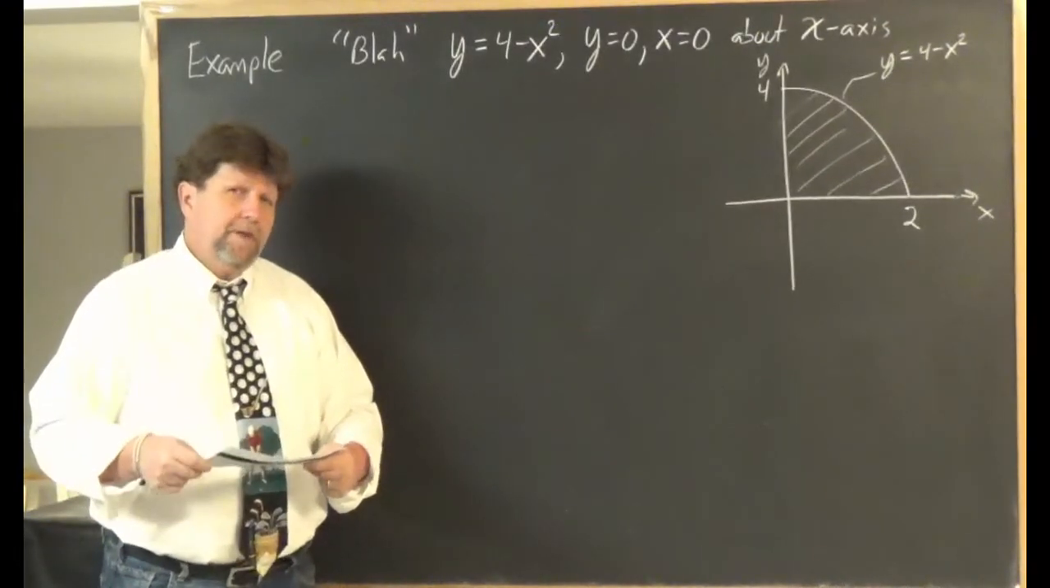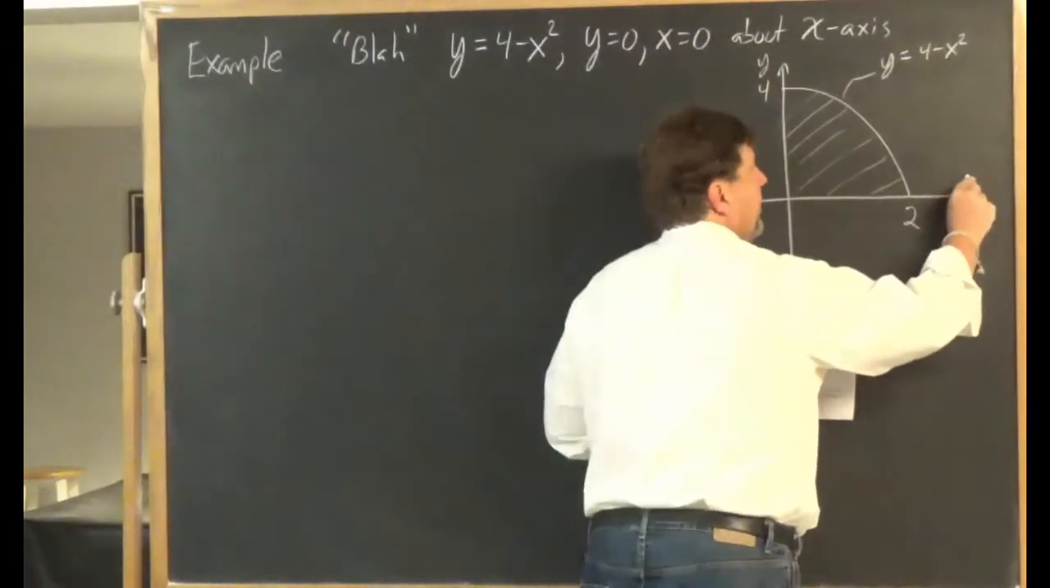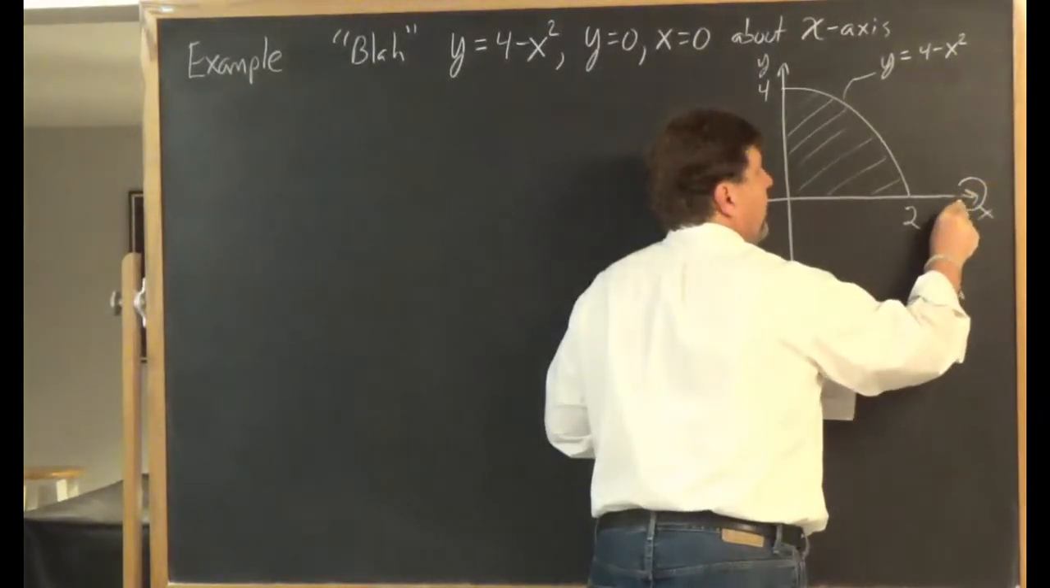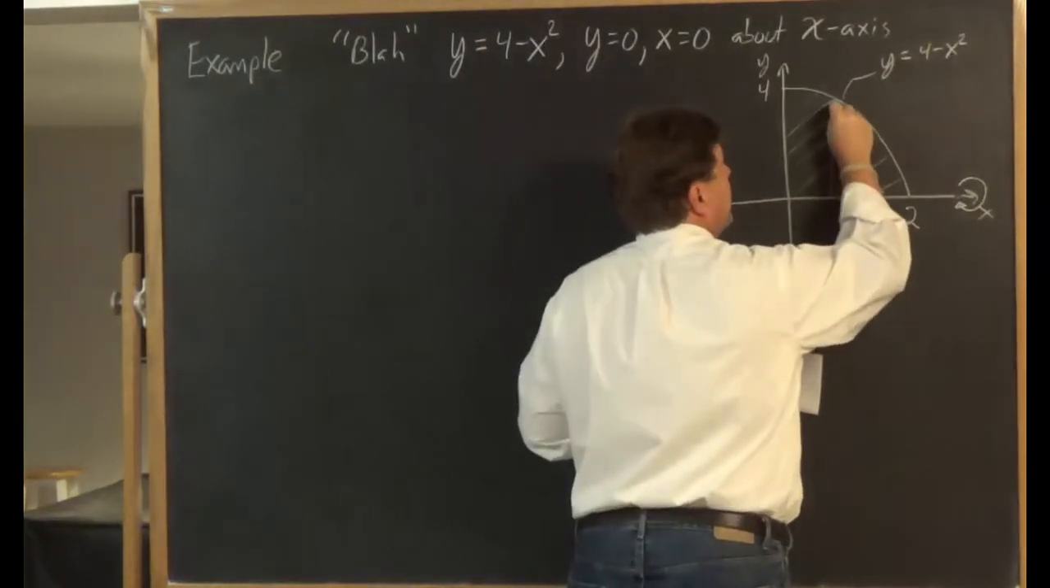I should put in a representative rectangle. First off, this region is getting revolved. It's getting revolved around the x-axis. So let me put in a representative rectangle.